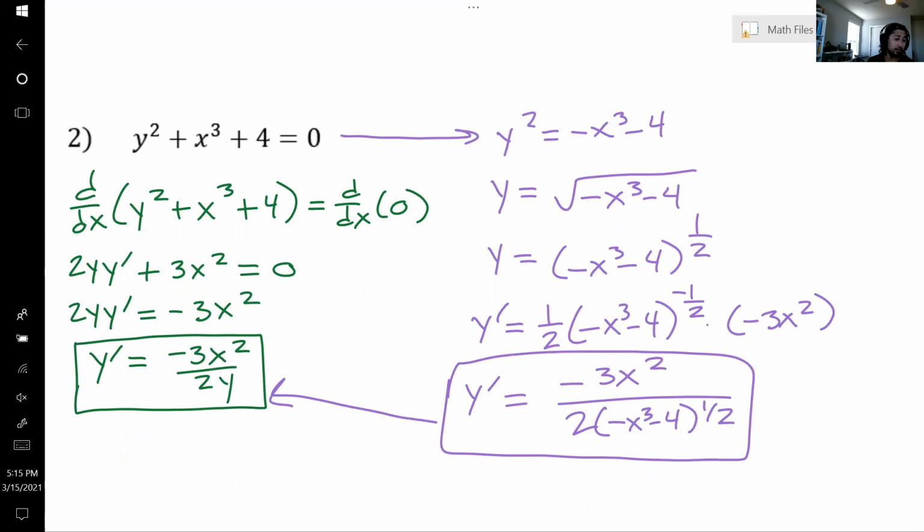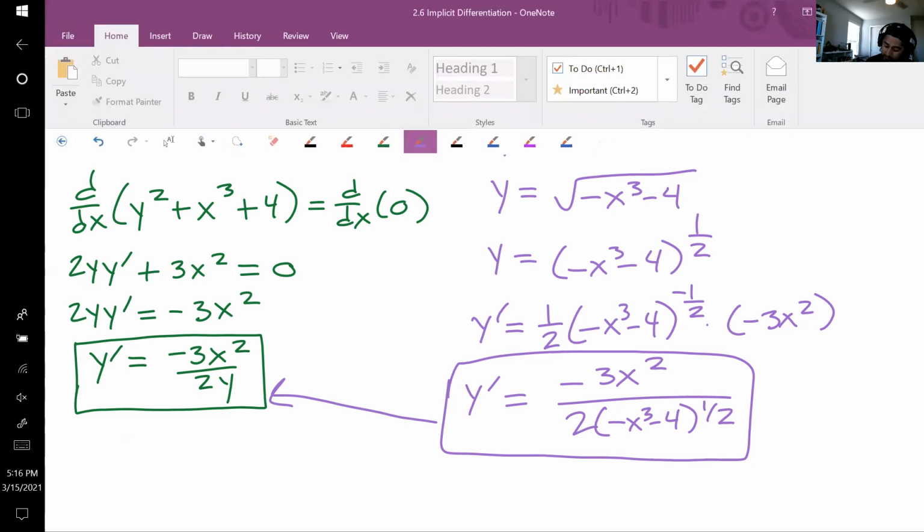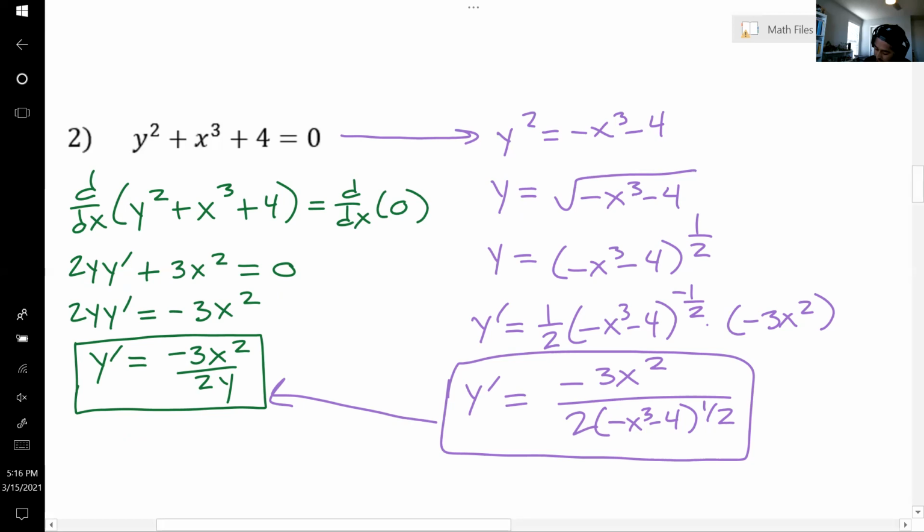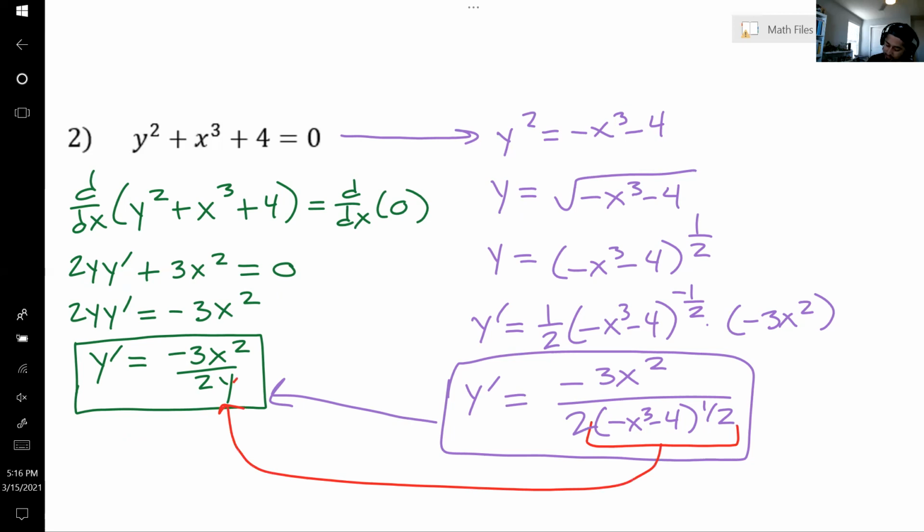Now tell me which one you like the best, the left side or the right side? The left side, obviously, right? But again, you can see why these are equivalent answers, because what we did earlier was we rearranged for y. So all of this is just y, because that's what we put right there. Crazy, right? So implicits make our life a little bit easier.